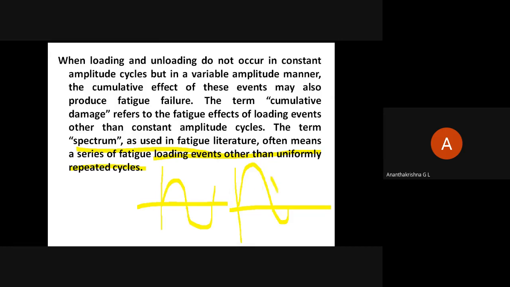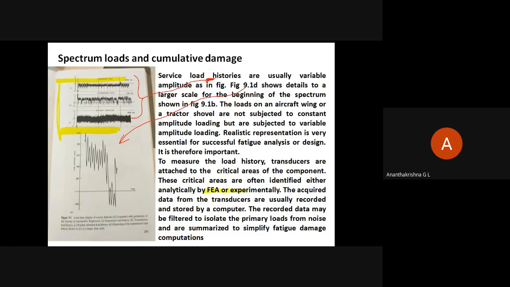To get a spectrum like this, we identify critical areas in a component using finite element analysis, and then using transducers and accelerometers, we measure the load history of the component, and then we get a spectrum of loads like this.